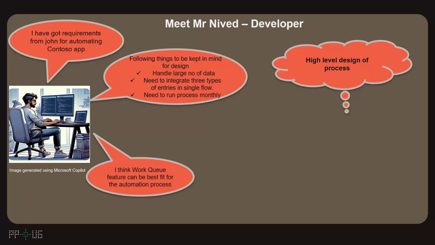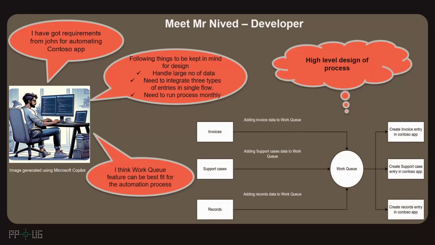And I also drew a high level overview, or high level design, of this particular process, like you see here. If you see this design, we have three different input sources: invoices, support cases, records. And what we are doing here is a technical design, you have to understand that.